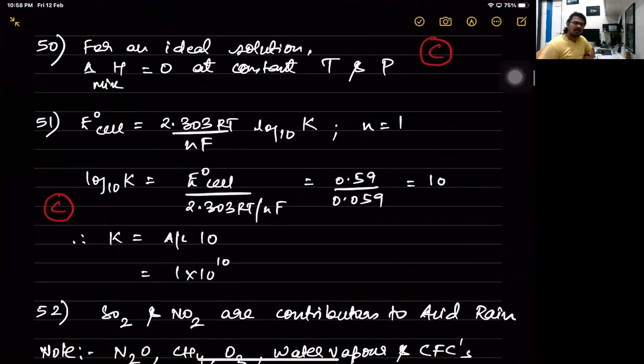Look at that. E naught of the cell is given. N is 1 because it's a single electron. So log K on one side, that's E naught cell upon 2.303 RT by NF. N is 1. So it's 0.59 upon 0.59. That's 10. Log goes on the other side. That becomes anti-log of 10, which is 10 raised to minus 10. So 51 is C.